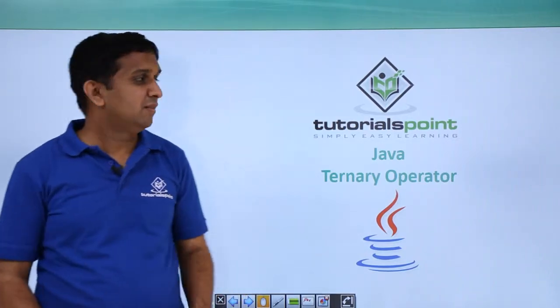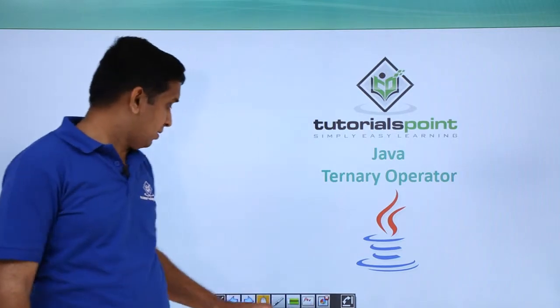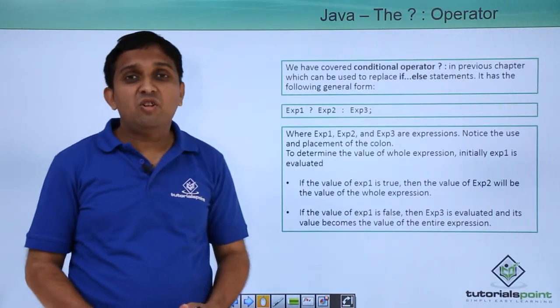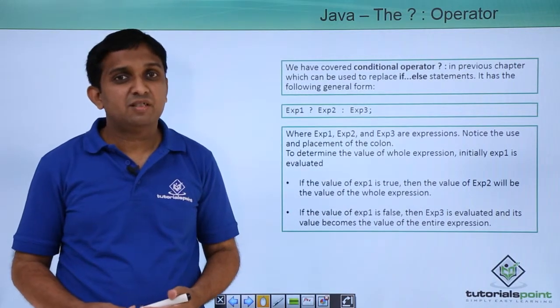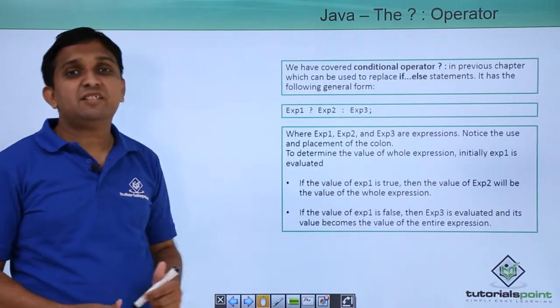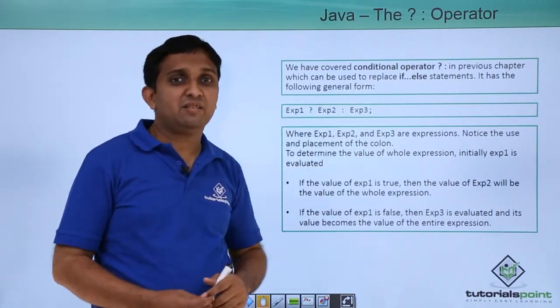Hello all, we'll see the ternary operator in Java. It is called the ternary operator because it works on three operands. The syntax is given here. The ternary operator is denoted by question mark and colon.